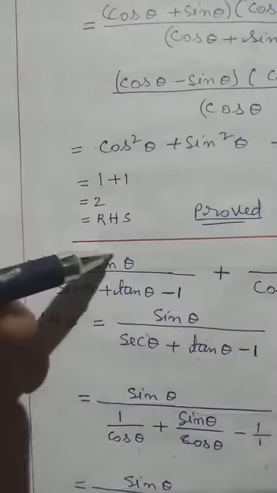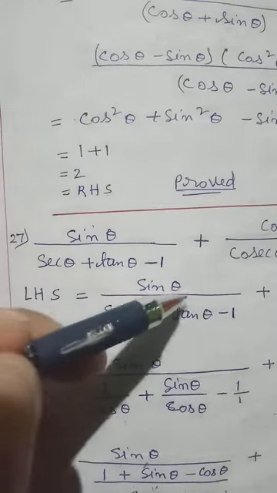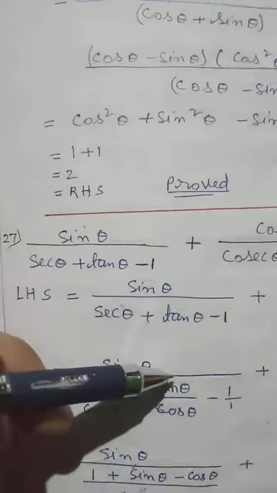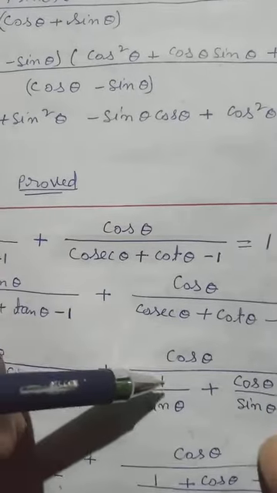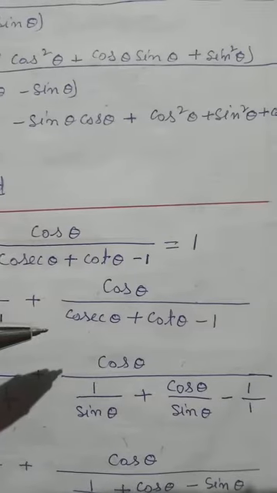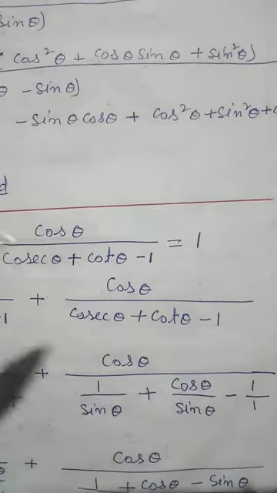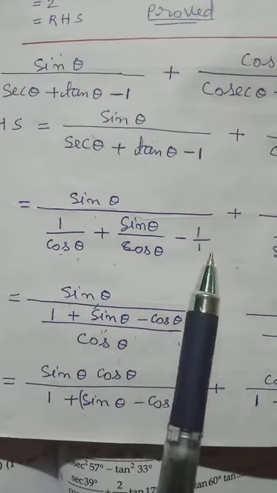So this one is sine, let it be. Sec theta, we know it is 1 by cos. Tan theta, we know it is sine by cos. Then 1. Then cosec, we know 1 by sine. Then cot, we have cos by sine, minus 1. So numerator, let it be there. Denominator, we take LCM. So cos theta, 1.